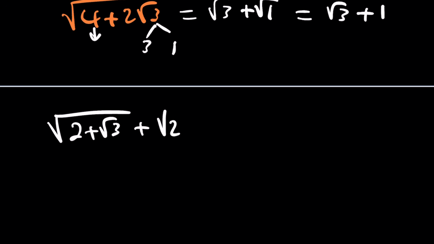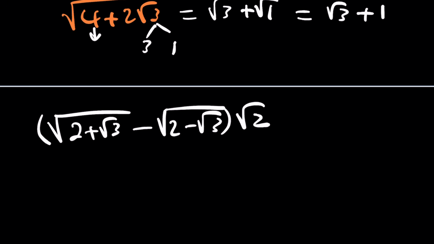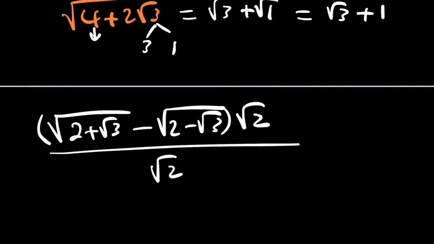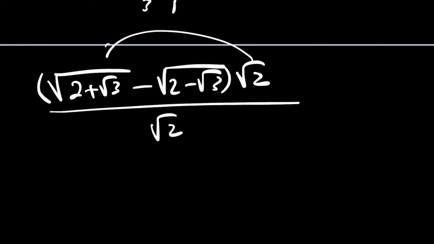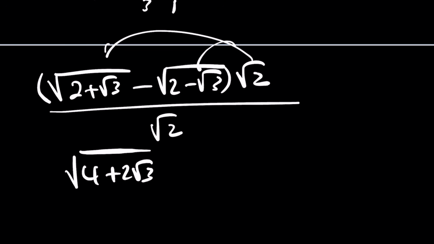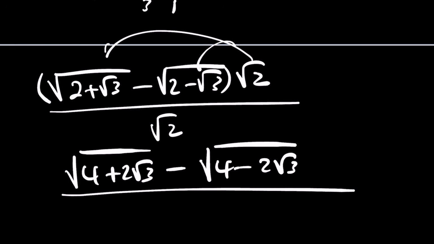We have this, right? Again, I put a plus sign. I don't know why. I just like the plus sign better. You know, it's more positive, isn't it? Now, we're going to do the following. We're going to multiply by root 2 and divide by root 2. Makes sense, right? Because we're multiplying by 1, basically. And now, if you distribute it, you're going to get the square root of 4 plus 2 root 3 minus the square root of 4 minus 2 root 3. And all of that is divided by root 2.